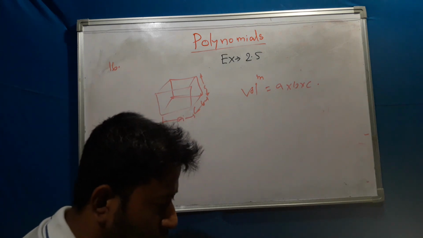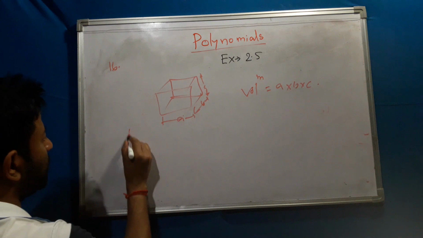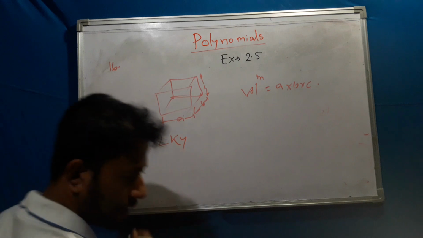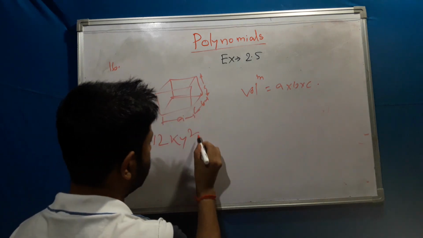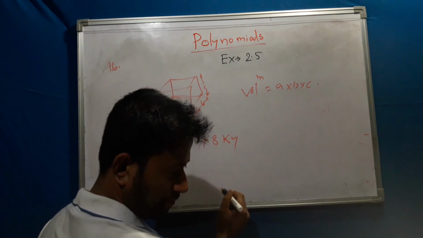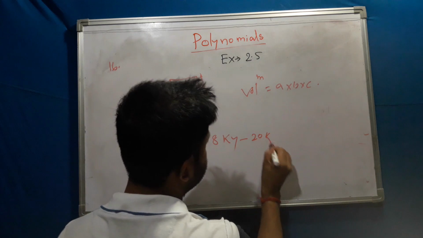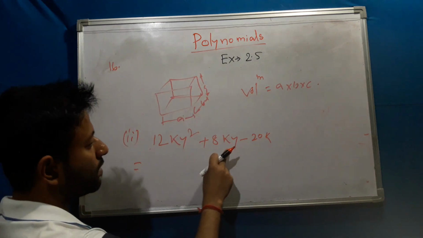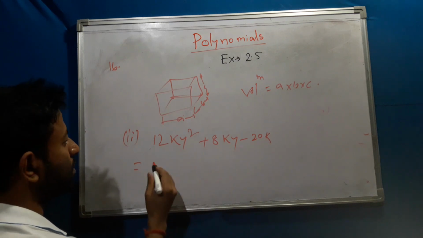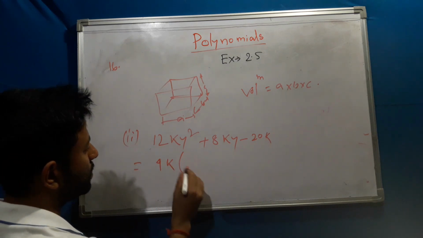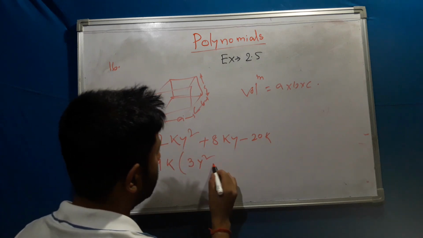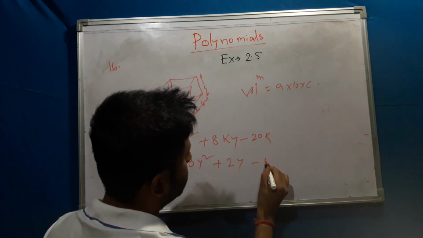So I'm doing question number 2, very easy. This is the last question. 12ky² + 8ky − 20k. You see each and every term consists of a 4, so I can take 4 common, and k is also everywhere, so I can take 4k common. The remaining is 3y² + 2y − 5.